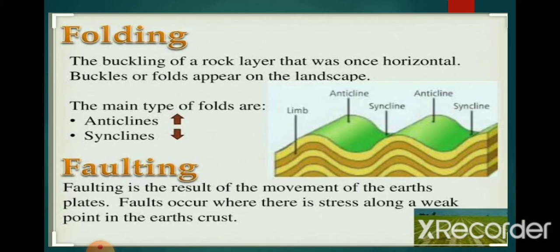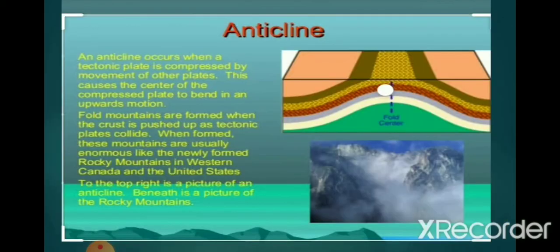And faulting is formed as a result of the movement of the earth plates. Faults occur when there is stress along a weak point of the earth crust. Fault happens in those areas where there is a weak point in the earth crust. So both folding and faulting usually happen in those areas which are the side of a tectonic plate, or those weak portions of the earth crust. On this earth, that landmass we usually call the lithosphere.